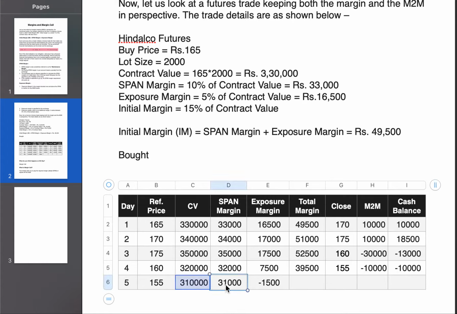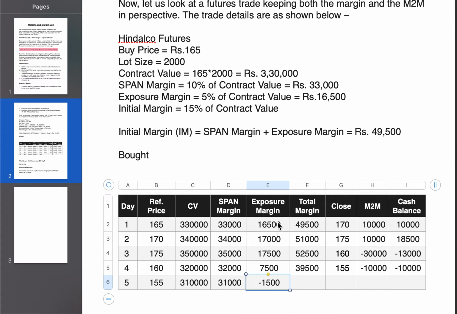As a result, I'll have 1,000 rupees surplus in my cash balance. Alright, so technically I'm minus 9,000 rupees because 10k minus 1k will give me 9,000 rupees. And this loss of 9,000 rupees would be adjusted on my exposure margin. So my exposure margin is minus 1,500 rupees.